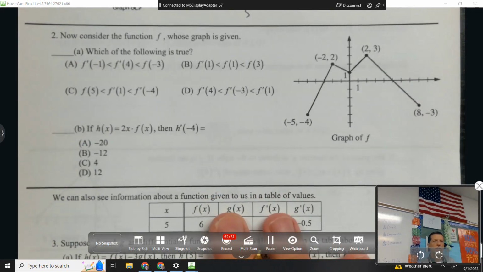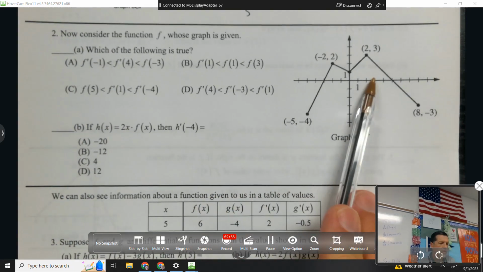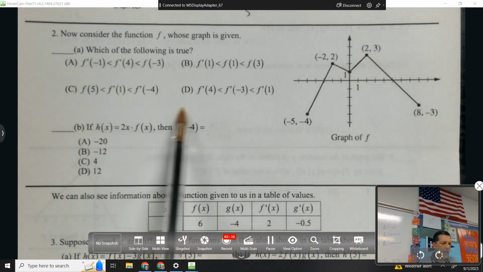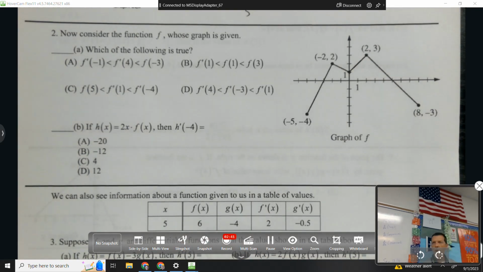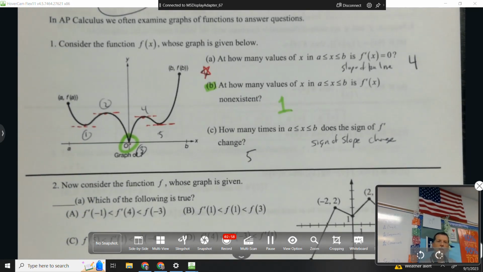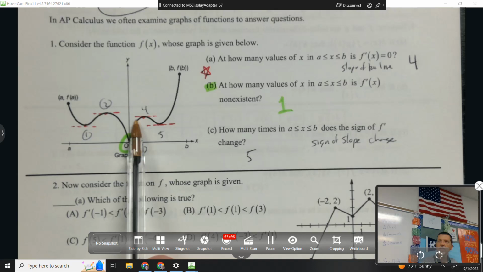All right, another picture. Consider the function f is given, graph is here. Which of the following is true? F prime at all these different spots. But what is f prime telling us about a graph? What's the word that goes with derivative? Slope. Slope of a tangent line. Alan, did you have a question? Yeah, the cusp area, would that just count as 1? It counts as 1 because it's changing from negative to positive.